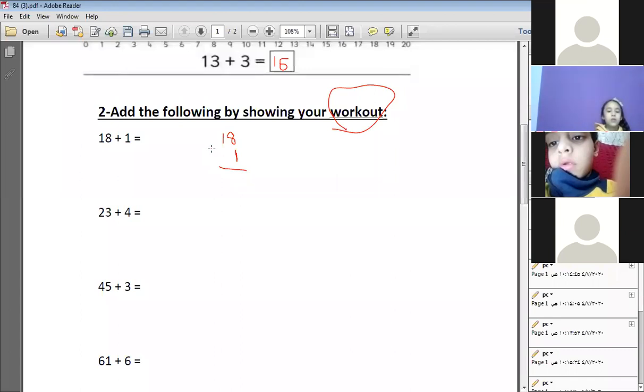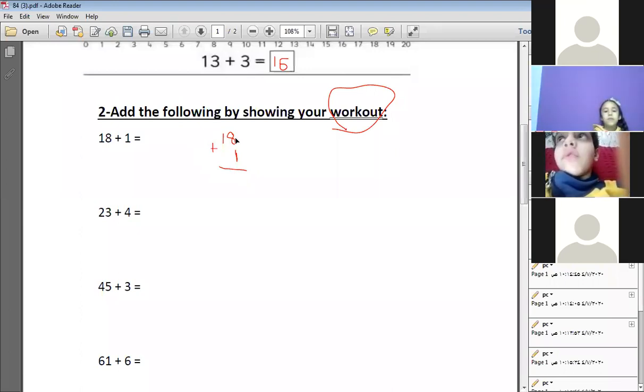And don't forget to put your sign. So there is a song here called what? Put your numbers, put your line. Don't forget to put your sign, okay? Put your numbers, put your line. Don't forget to put your sign, okay?